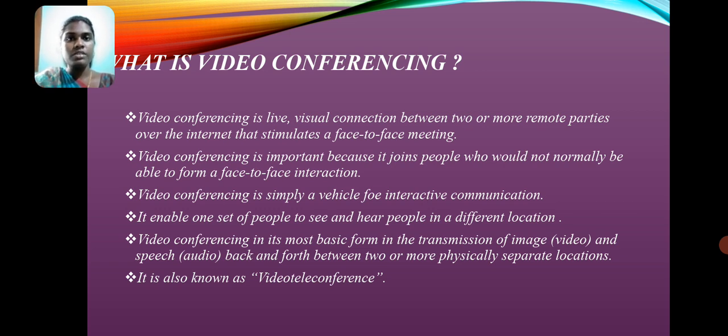It enables one set of people to see and hear people in a different location. Video conferencing in its most basic form is the transmission of images and speech back and forth between two or more physically separate locations. It is also known as video teleconference.